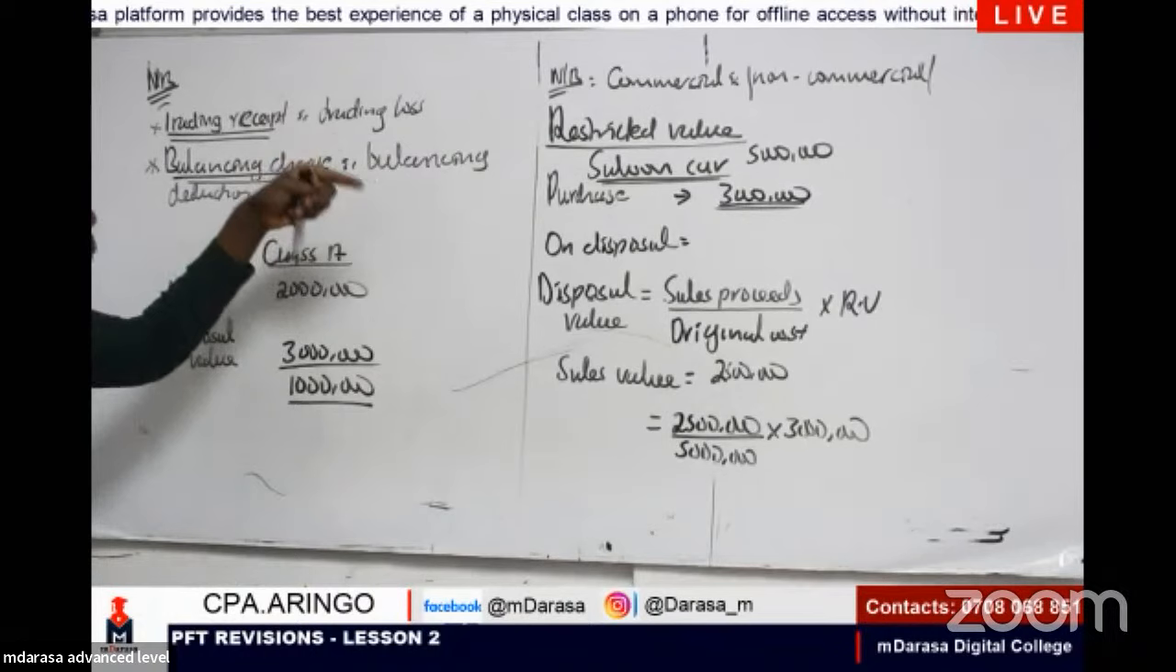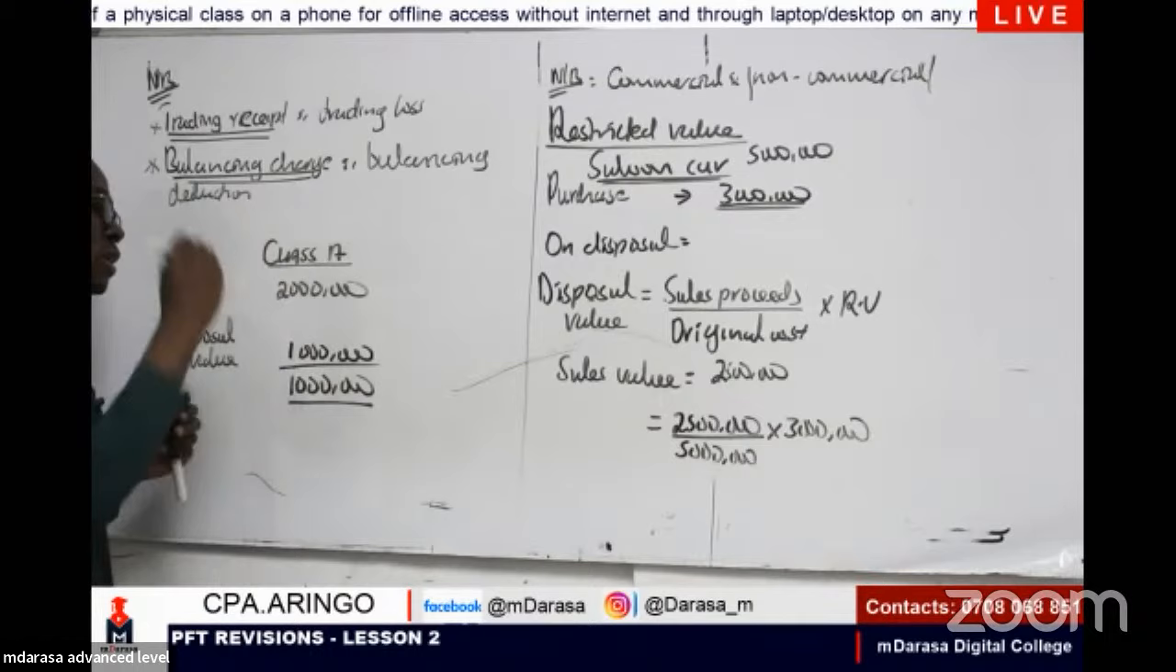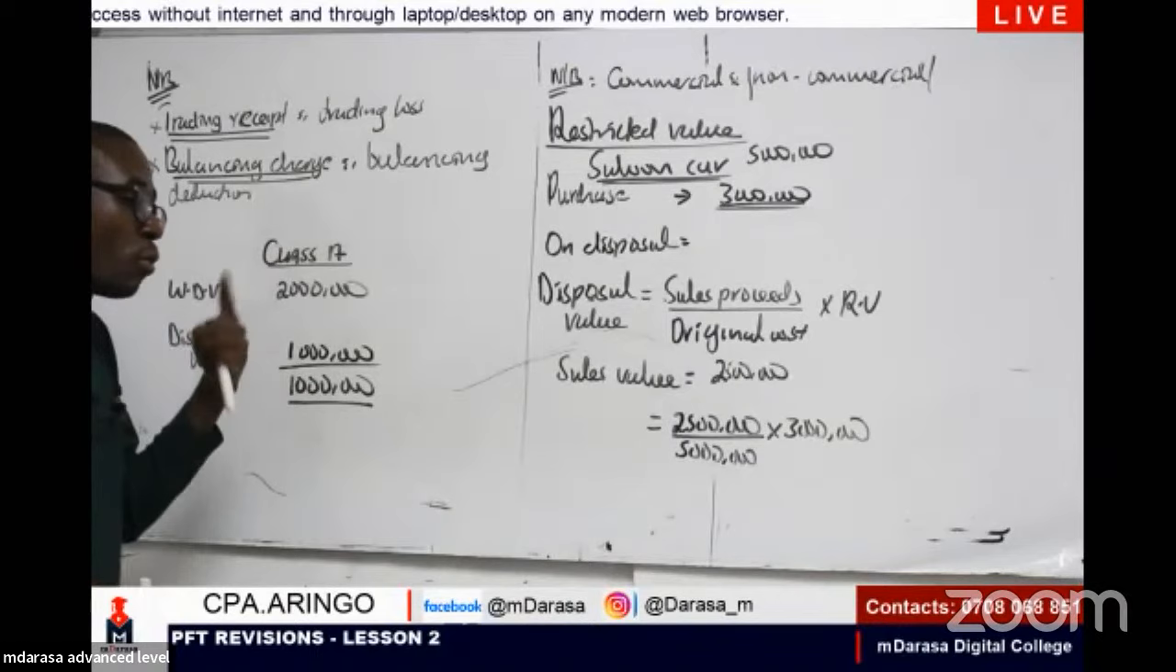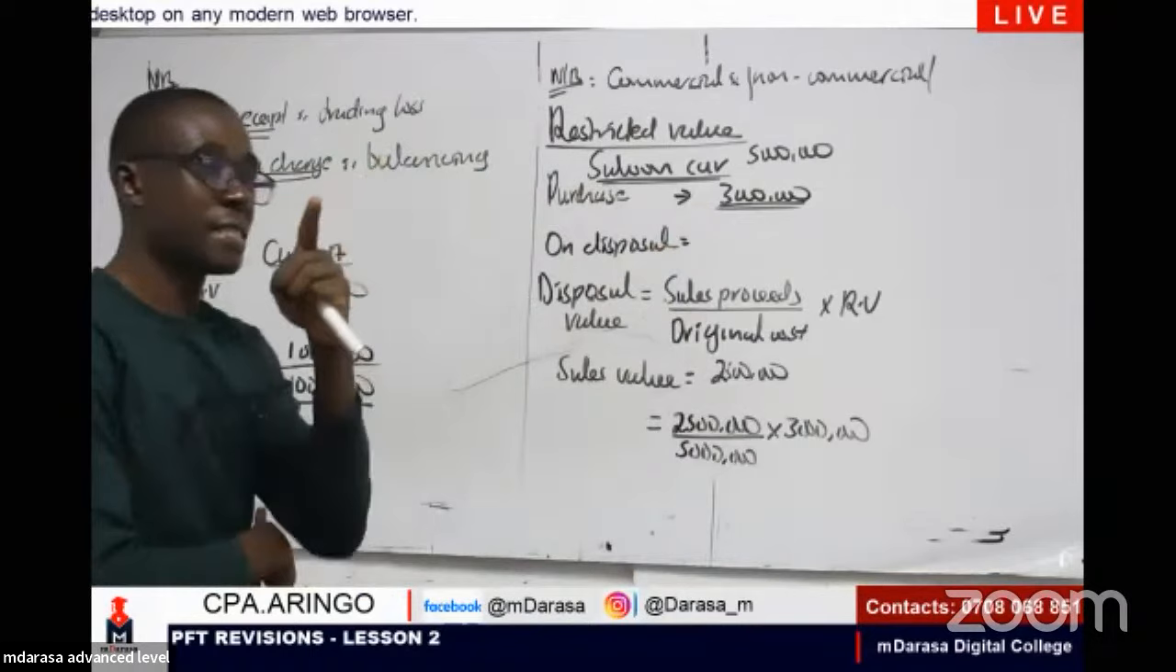The opposite will be loss and deduction. In this scenario, maybe I'm having the same case. My written down value is 2 million, but our disposal value is 1 million. You'll find that I'll be having a loss. So in this event, when I am disposing all our assets at a loss and our business is still in operation, I'm going to have what we're referring to as trading loss.